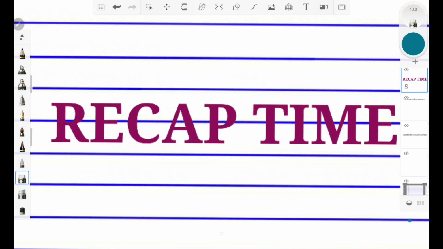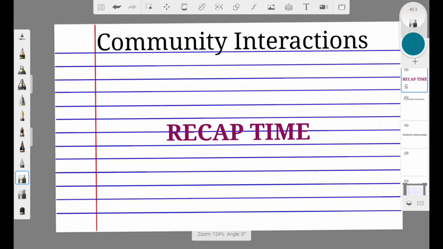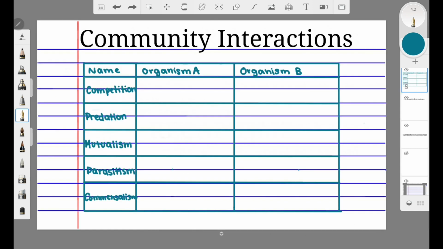Alright, we went over 5 different types of community interaction, so now it's time for a little recap. So let's make a summary chart on all of the different community interactions. Alright, so I've made a chart of all of the 5 community interactions we just went over, and now using the examples we gave for each type of community interaction, we're going to do a little summary.